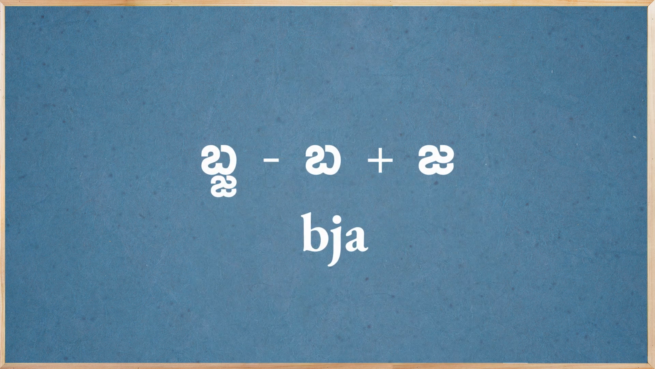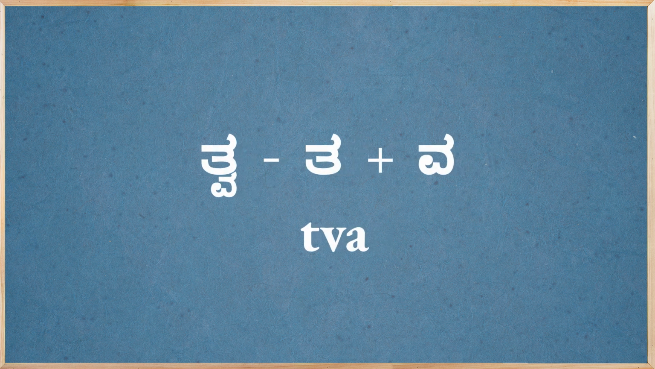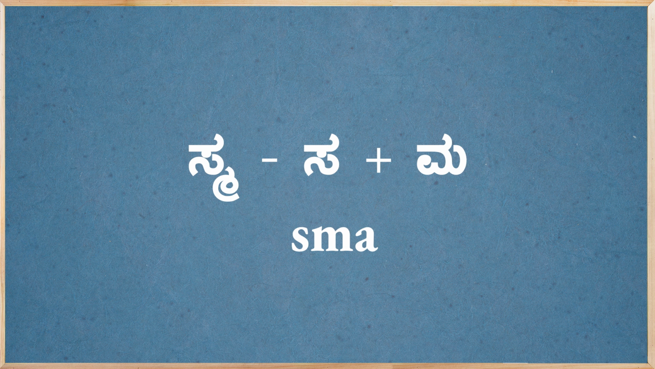Examples of Vijatiya Vattakshara: B plus J plus A, J. T plus V plus A, Twa. K plus L plus A, Kla. Gh plus N plus A, Gna. Sa plus Ma plus A, Sma. Unlike Svajatiya clusters, these are non-germinated and require clear pronunciation to differentiate them from simple consonant pairs. For example, Sma in Smarane must be pronounced smoothly as Sma rather than separately as Sama.